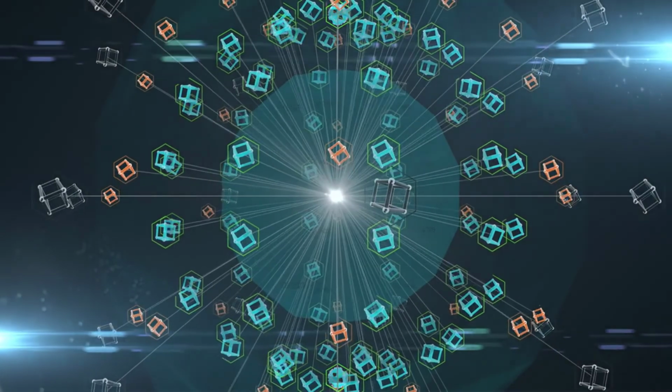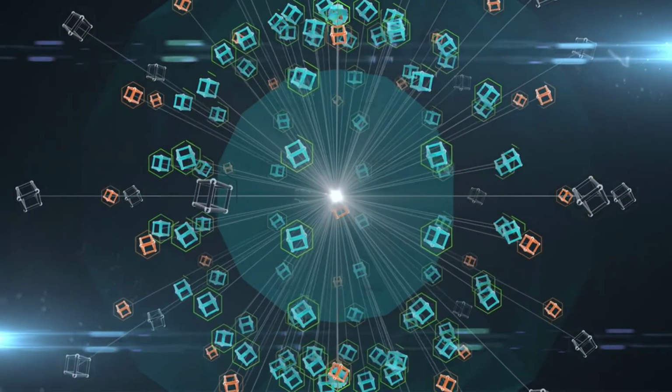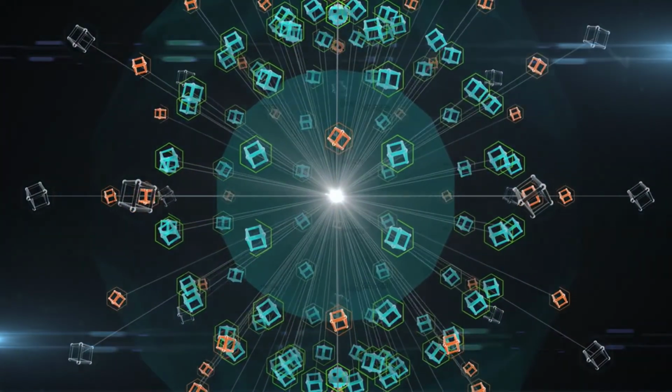At the end of the parallel processing period, known as the DS epoch, those microblocks get combined into a full block that's added to the blockchain.